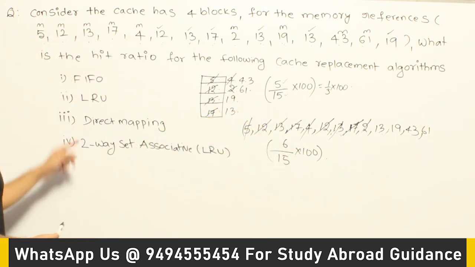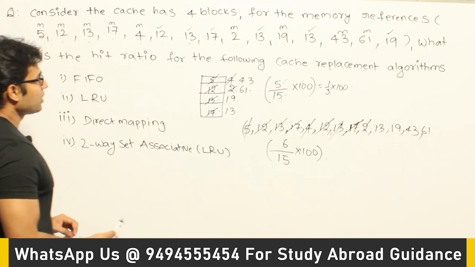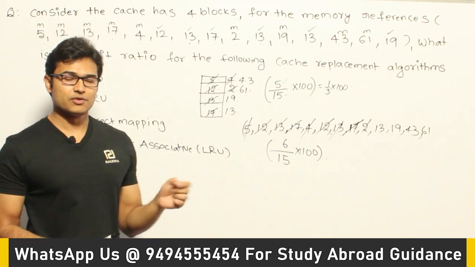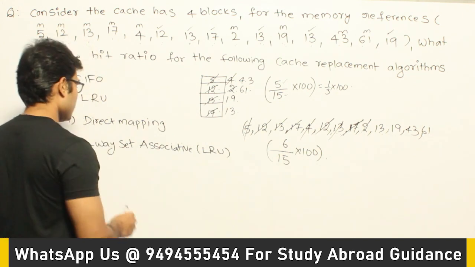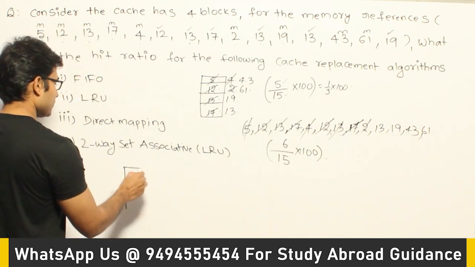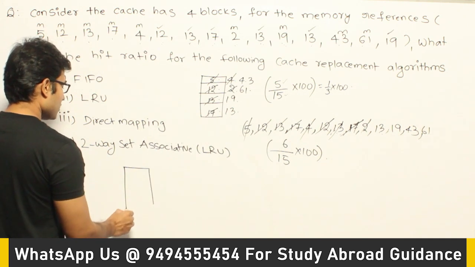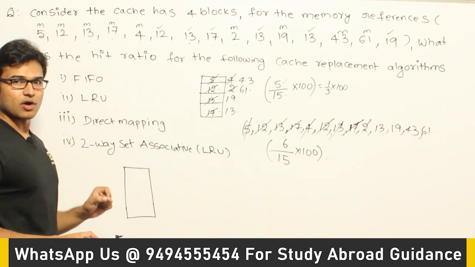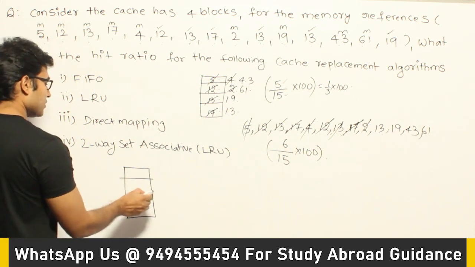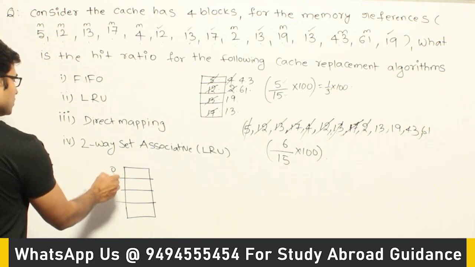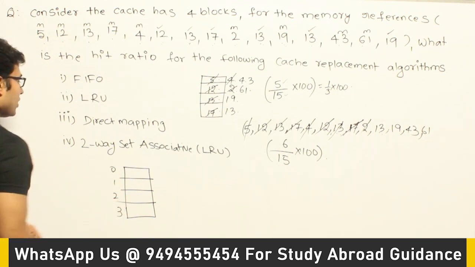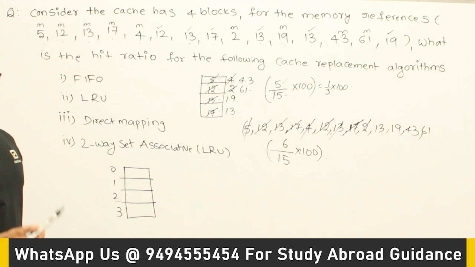Okay, next one is direct mapping. In direct mapping we don't have any option, it is not like you have any choice, right? So what happens in direct mapping is, for every main memory block there is already an assigned cache block to which it has to be mapped. That is direct mapping. Now 0, 1, 2, 3. Now whatever numbers I write here can be considered as misses.